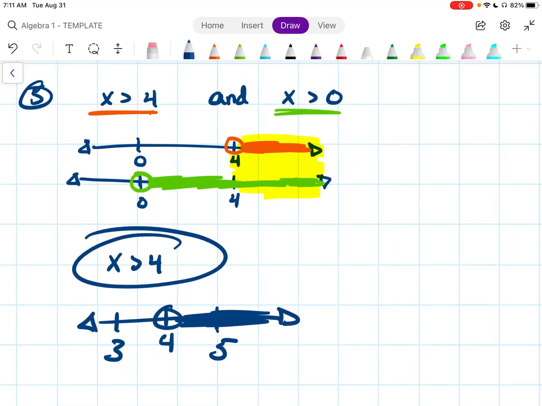Okay, so that's one of those funky ones to where having this and x is greater than 0 really has no meaning to this, right? It doesn't change the problem. It just makes the problem take a little bit longer. But the answer would be the same as just x is greater than 4.